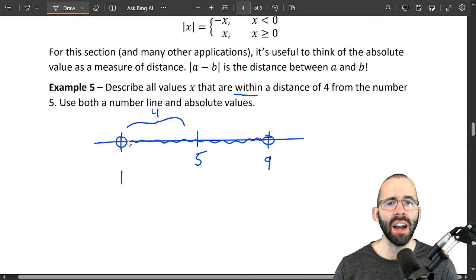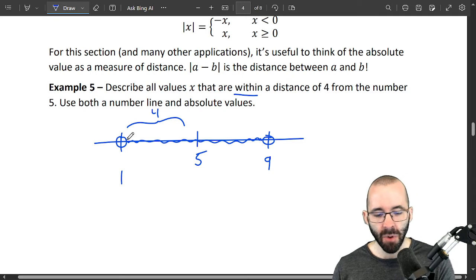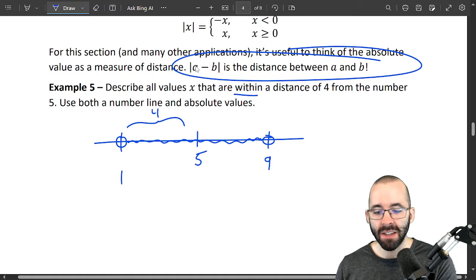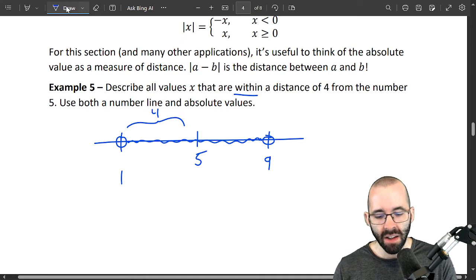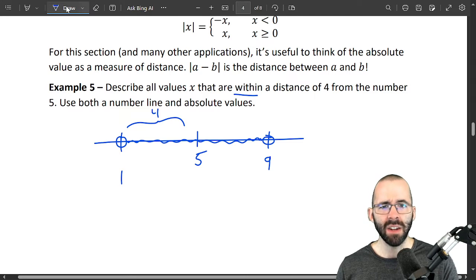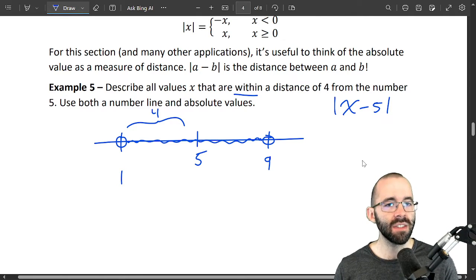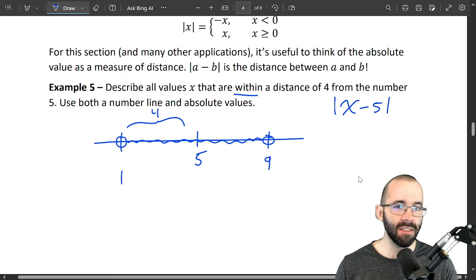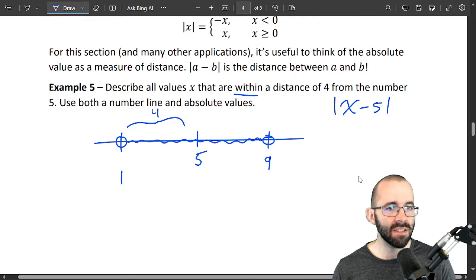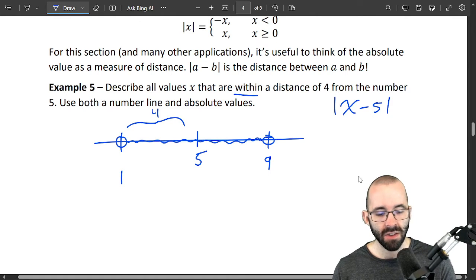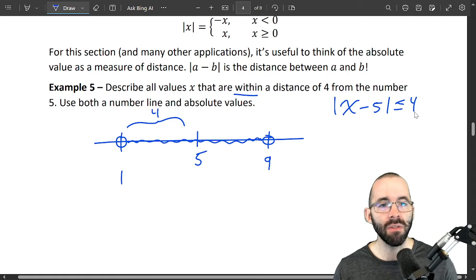How do we do this with absolute values? Well, a distance of 4. What are the x's that are a distance of 4? a minus b is the distance between those two things. So we don't want a distance between x and 4, though. We want the distance between x and 5, right? Distance from the number 5. So the distance from the number 5 looks like this. This is the distance between the first thing and the second thing, the distance between x and 5. And we want to know all the x's that are within that distance of 4. So when is the distance not more than 4?